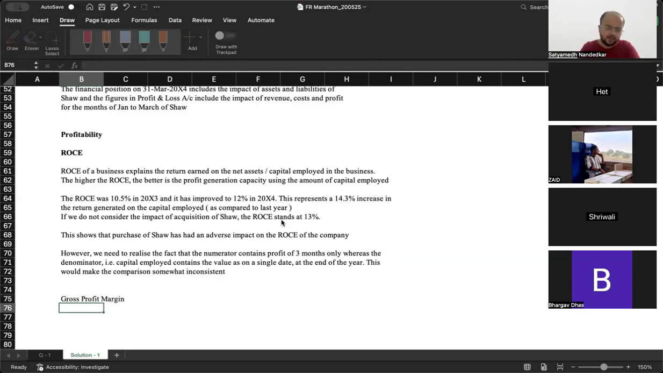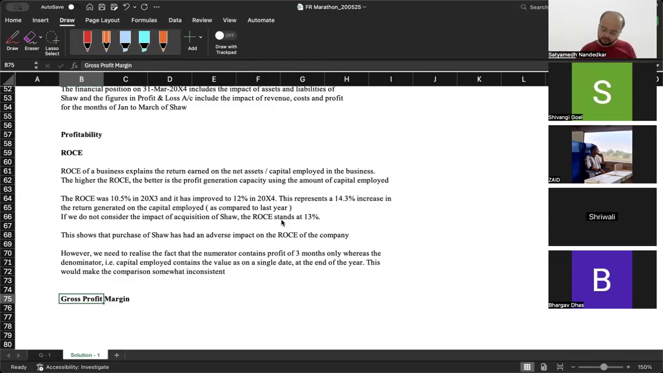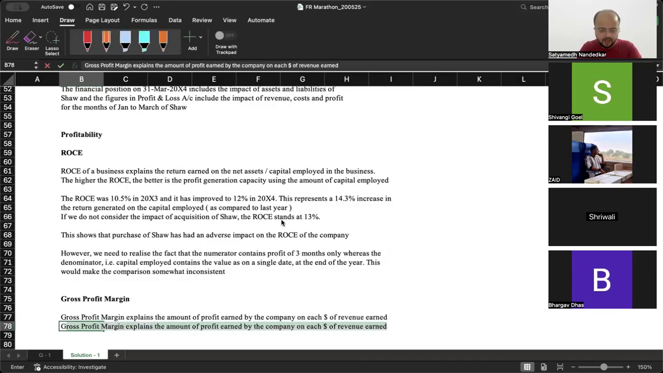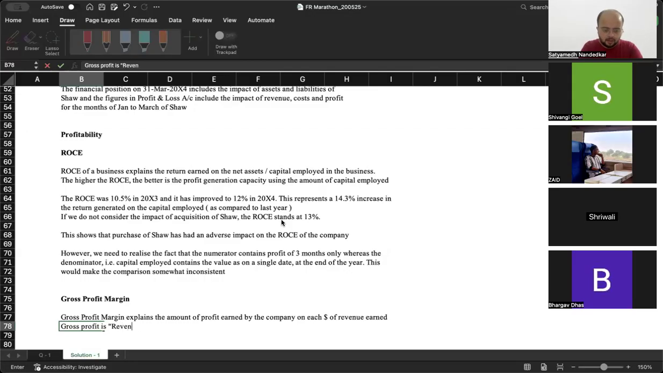Now let's talk about gross profit margin. Again, the same format. What does the ratio stand for? Tell me, either type it out in the chat box or unmute and tell me what does the gross profit margin stand for? It represents how much gross profit a company has earned on every $1 of revenue earned. Gross profit margin explains the amount of profit earned by the company on each dollar of revenue earned. And gross profit is basically revenue less cost of sales.